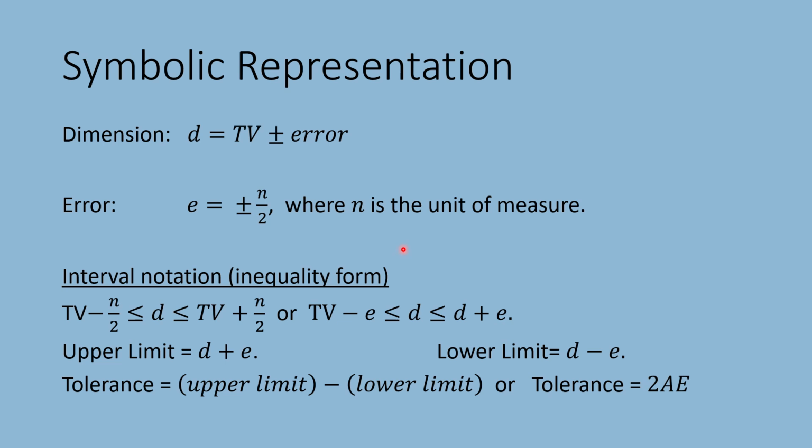So tolerance is now going to give us upper limit minus lower limit, or simply tolerance is going to be 2 times the absolute error. Now take note, this tolerance is equivalent to the unit of measure. So the value for unit of measure and tolerance are exactly the same.